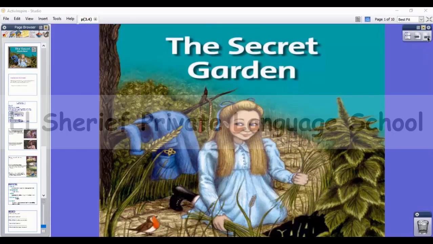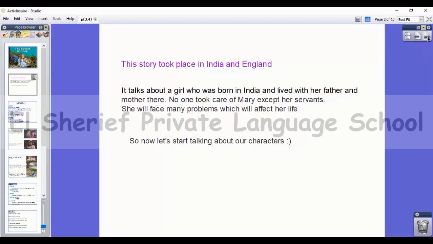So let's start with our summary. This story took place in India and England. It first started in India, then it happened in England. It talks about a girl who was born in India and lived with her father and mother there. No one took care of Mary except her servants. She will face many problems which will affect her life.